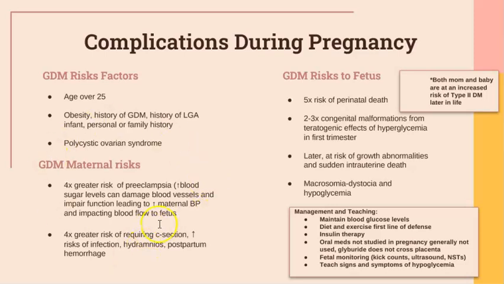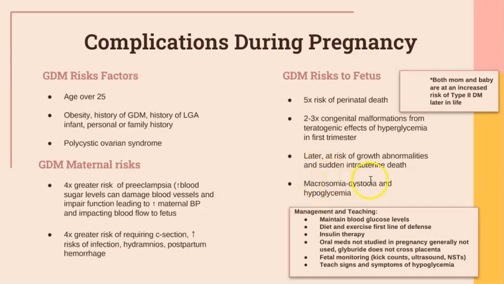So there's risk to mom and there's risk to baby. You need to know risks to both. For Module 1, I would concentrate on our education to mom, risk factors, what do we teach mom? And for Module 2, I would concentrate on what a baby of a diabetic mother is going to look like. So gestational diabetic risk to fetus: you're 5 times higher risk of perinatal death, 2 to 3 times congenital malformations from the teratogenic effects of hyperglycemia in the first trimester. So too much glucose in the first trimester can actually act as a teratogen. Later, you're at risk of growth abnormalities, sudden uterine death, macrosomia, dystocia, and hypoglycemia.